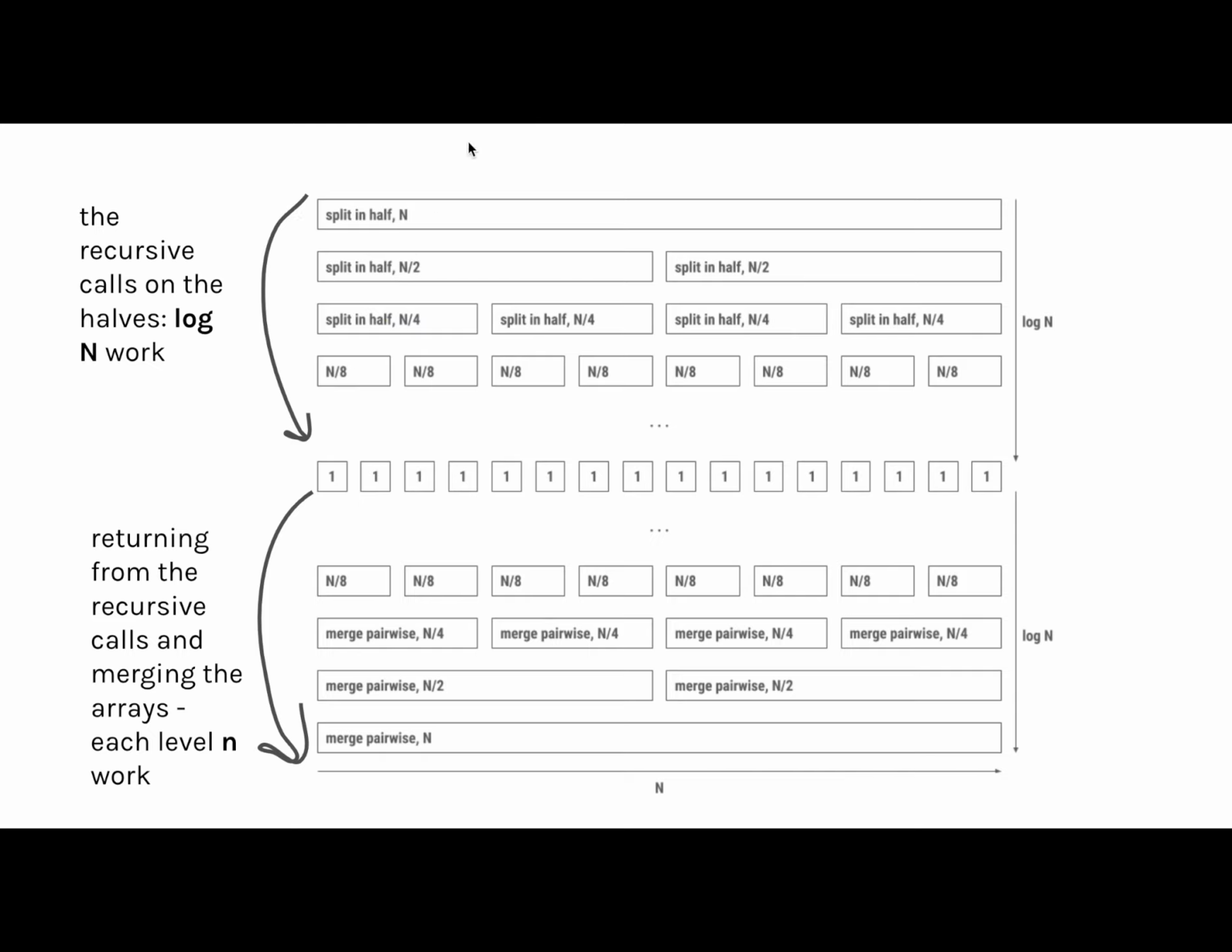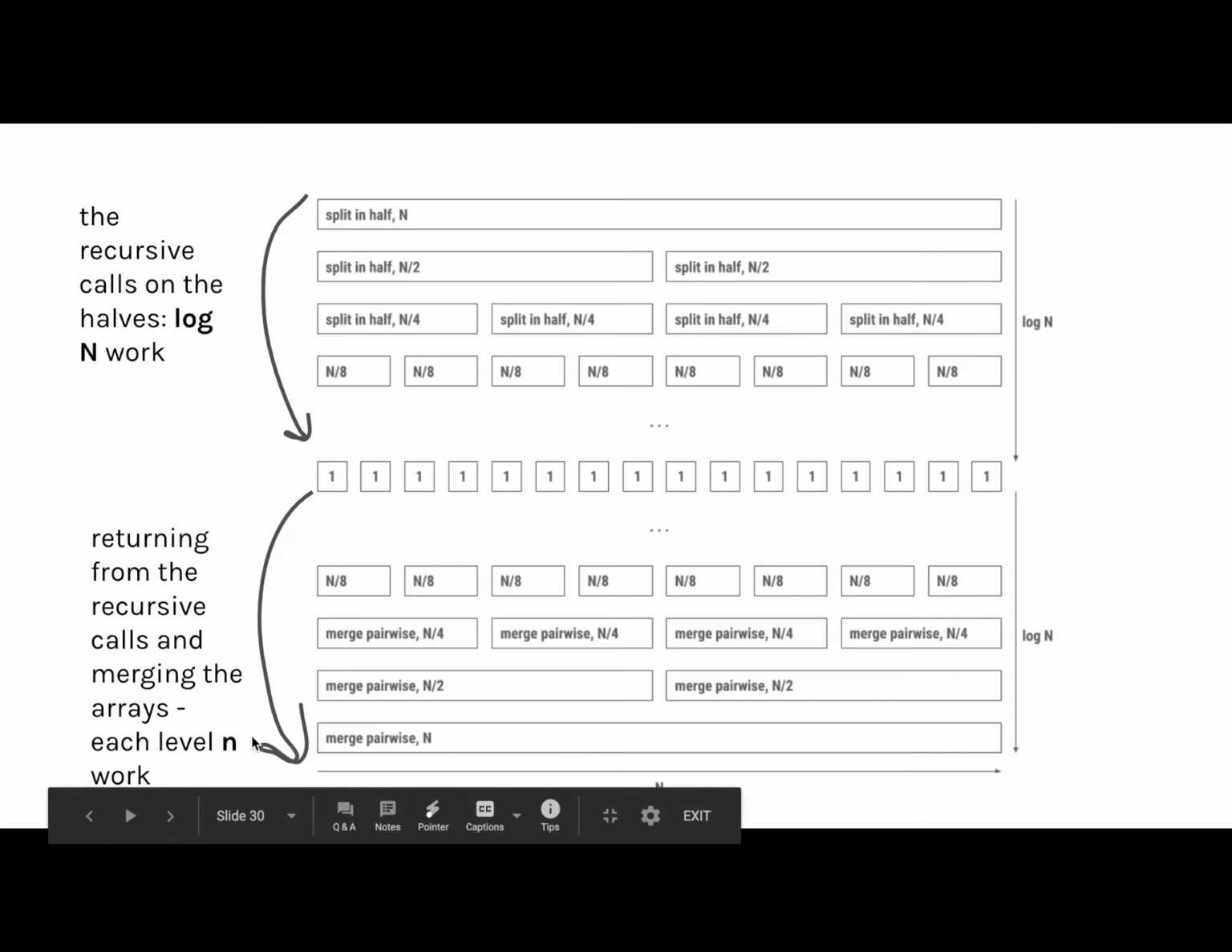And since you're creating two children and dividing the work in each child by half every step, that's going to be log n levels. So at this point, we just have log n work because we're just splitting in half and making recursive calls. Then we hit the base case here where all the subarrays are of length 1. So from this point onward, when we return from the recursive calls, we need to be merging those arrays together.